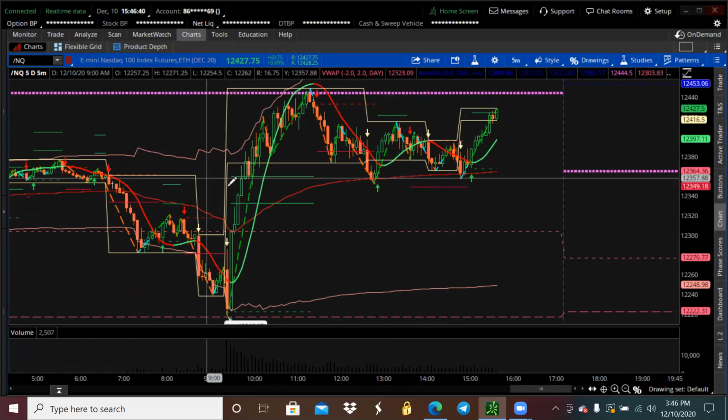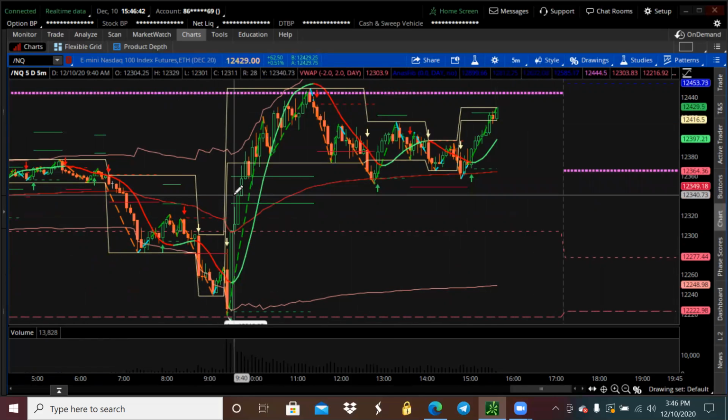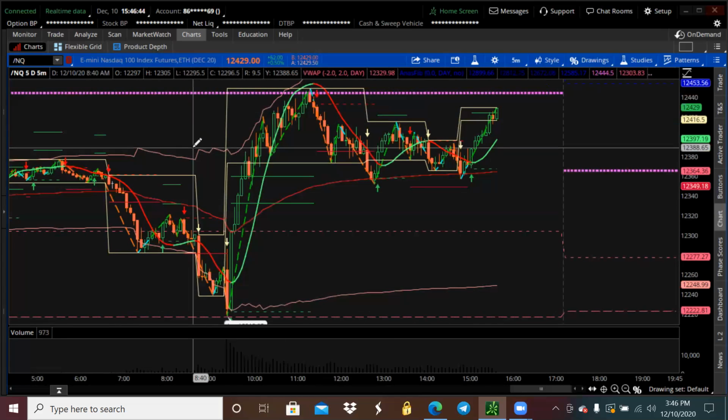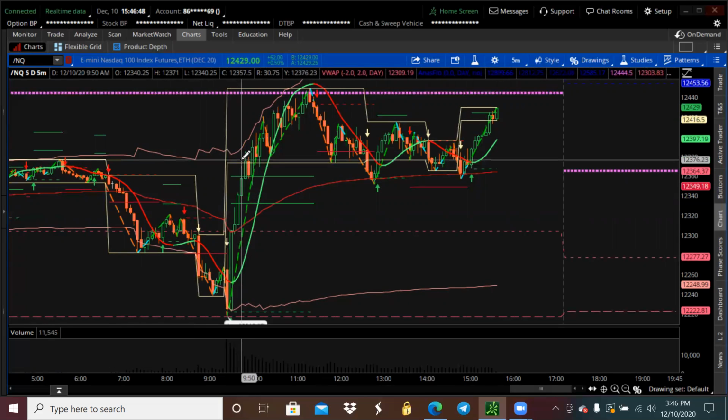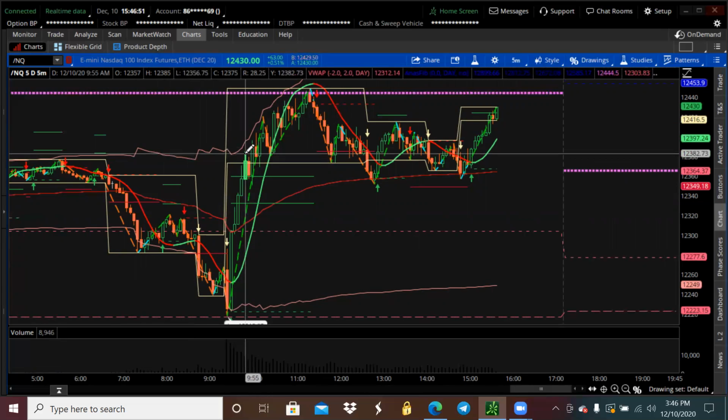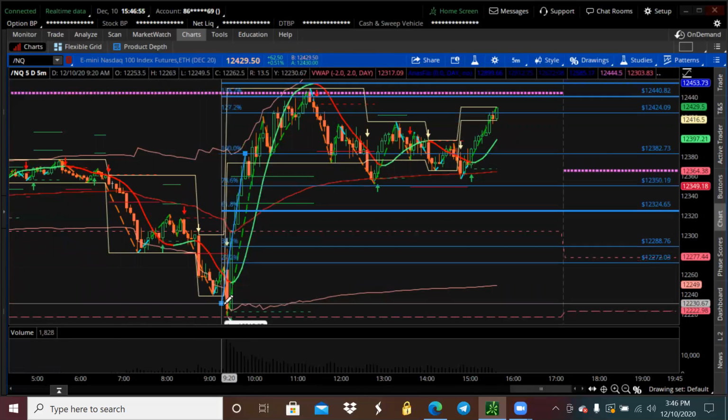Anyway, so here's the low to high for NQ. At 9:40, 9:50, this is the 9:55. So you draw low to high from here to here.